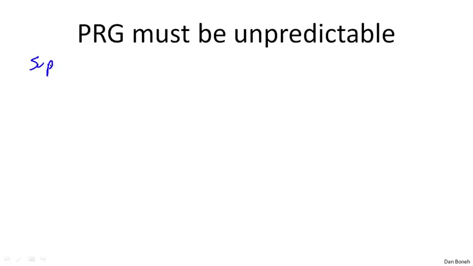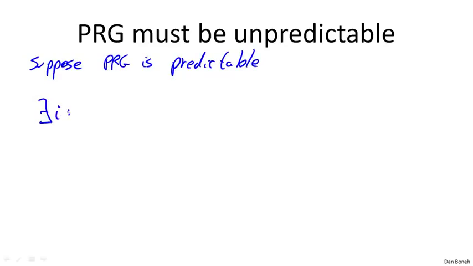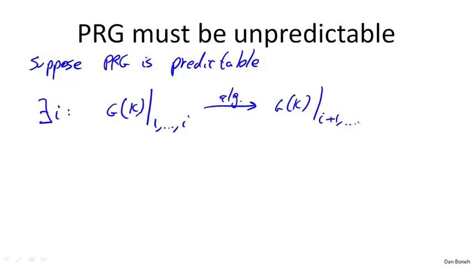So let's just suppose for 1 second that in fact a stream cipher is predictable. So what does that mean? Suppose the PRG is predictable. What that means is essentially that there is some i such that if I give you the first i bits of the output, this notation, bar 1 to i, means look at the first i bits of the output of the function. Okay, so I give you the first i bits of the stream. There is an efficient algorithm that will compute the rest of the stream. Okay, so given the first i bits, you can compute the remainder of the bits. I claim that if this is the case, then the stream cipher would not be secure.